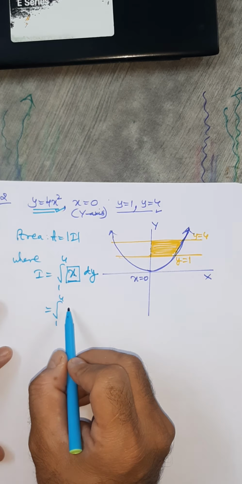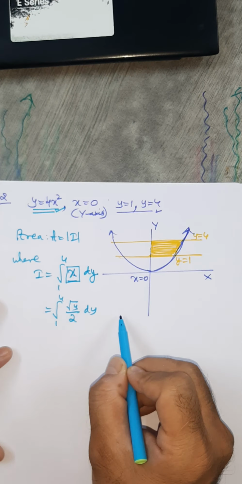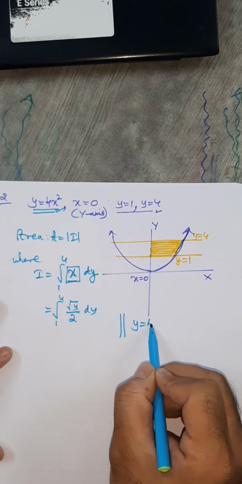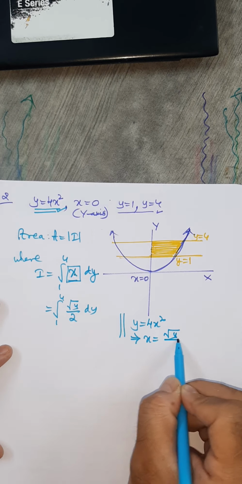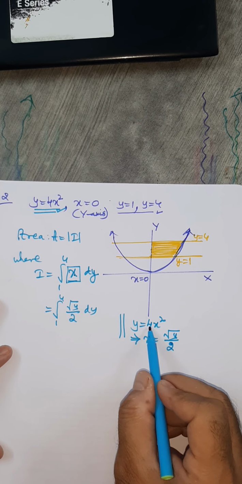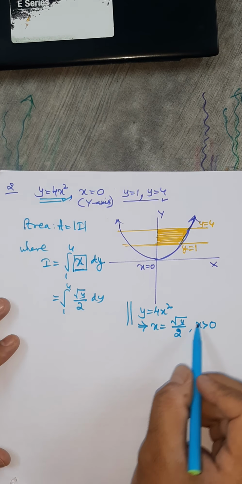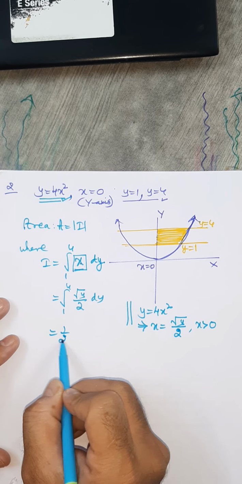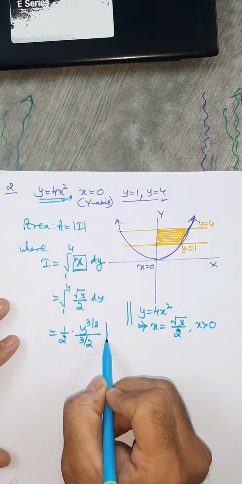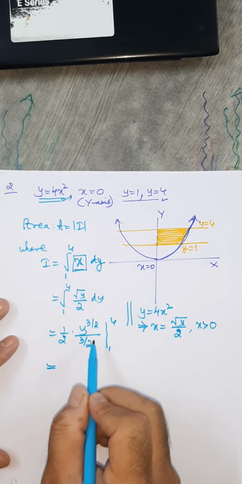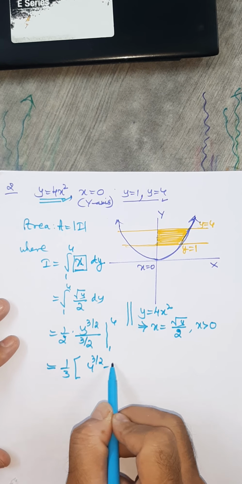Right? So what you will get from this? You will get root y by 2 from the function. Right? y equals to 4x square. So what is x from this? Root y by 2. And take it positively, normally when you take the square root you get plus or minus, but here it is in the first quadrant, remember. That is why positively. Now just integrate this. y raised to 3 by 2. Raise the power by 1 divided by the same number. Limits from 1 to 4. 2 will get cancelled. 1 by 3. 4 raised to 3 by 2 minus 1.